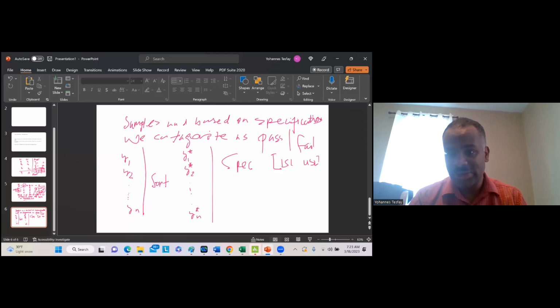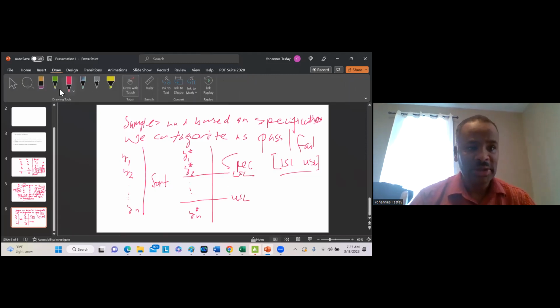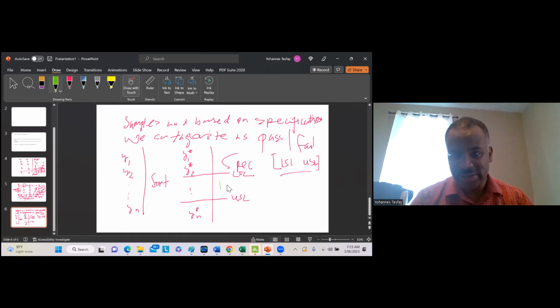Now, your spec for those measurements has a lower specification limit and an upper specification limit. So now, assume you're here, that is your upper specification limit. And you are somewhere here, that is your lower specification limit. So that means if you are here, those parts are passed, isn't it?